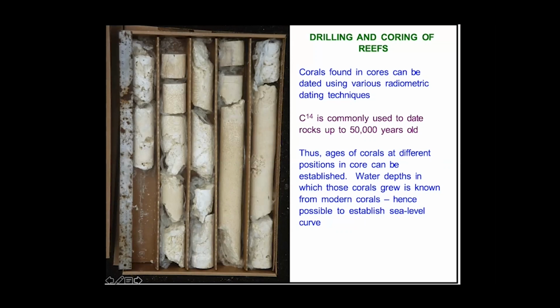There are various ways that we can date the old corals. We can use carbon-14, and if we use carbon-14, it showed that some of these corals at the bottom of these cores were up to 50,000 years old. And we can then look at the ages of these to get estimates of water depths throughout the coral that we find.